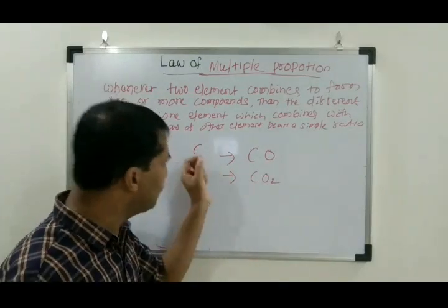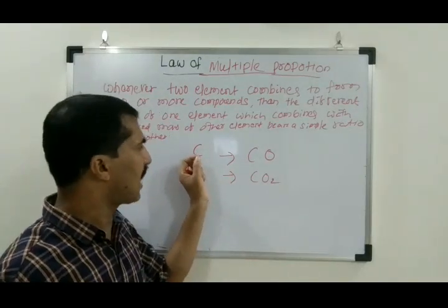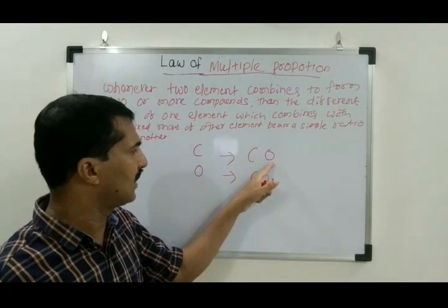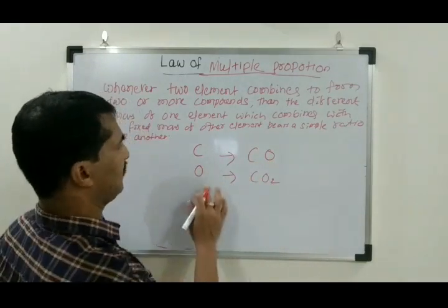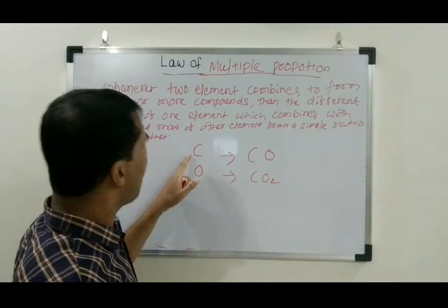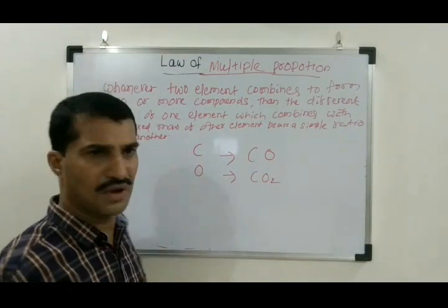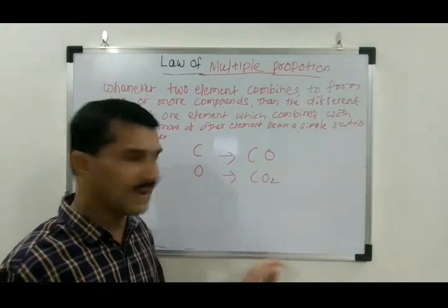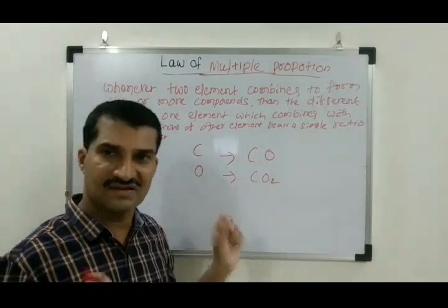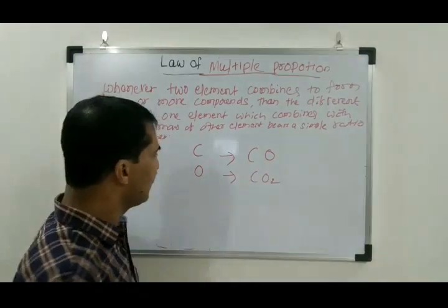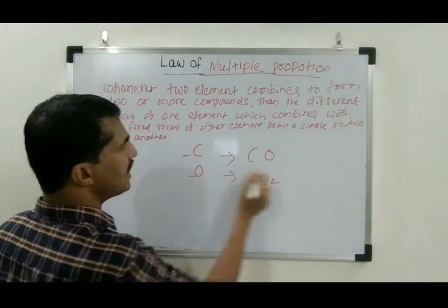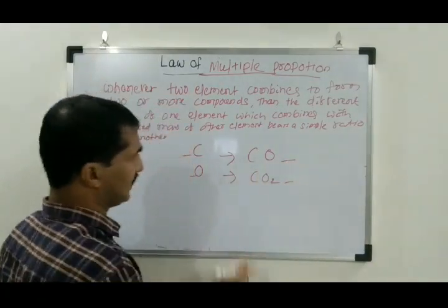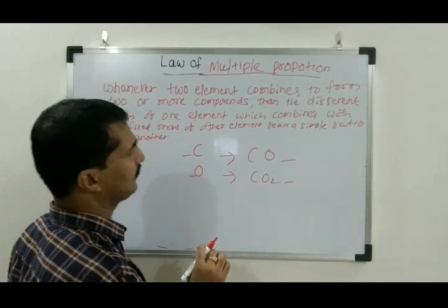When we supply a limited supply of oxygen to carbon, we get carbon monoxide. When we supply excess oxygen to burn the carbon, we get carbon dioxide. Limited supply forms carbon monoxide; excess supply gives carbon dioxide. Here two elements combine to form two different compounds, correct? So different masses of one element combine with the fixed mass of the other.